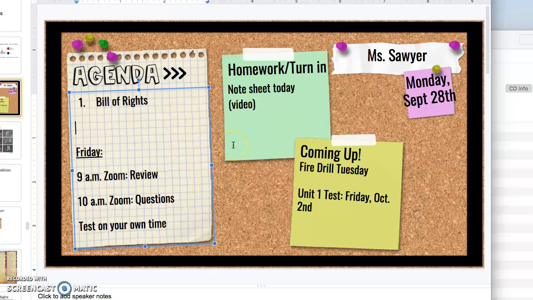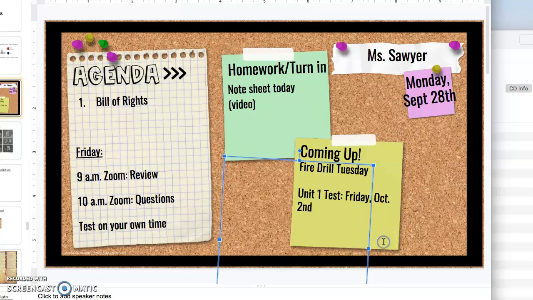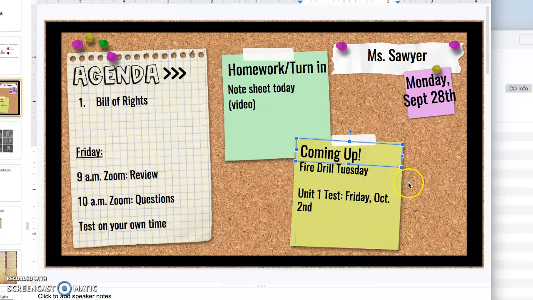A couple of notes. You'll be getting a paper study guide tomorrow, but you already had access to an electronic one from Friday's lesson. There's a fire drill tomorrow, first hour, just so you're aware. For a test on Friday, I'll have a 9 a.m. Zoom review if you want to play Kahoot or Gimkit with me just to review. 10 a.m. will be an hour for individual questions if you want to check in and go over some stuff on the study guide. And then anytime on Friday, you can test on your own. And I'll have video instructions for that on Friday.